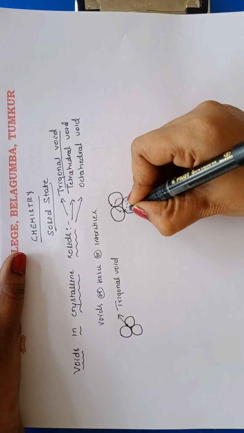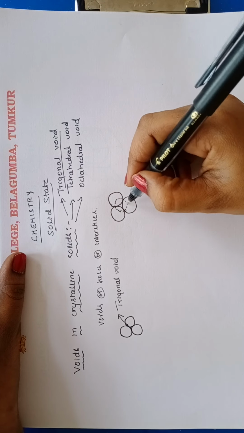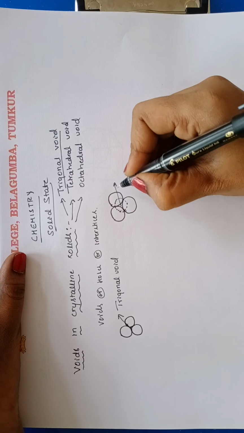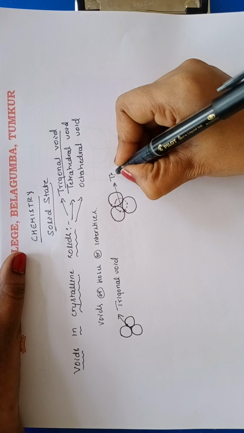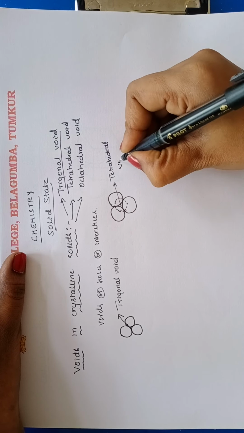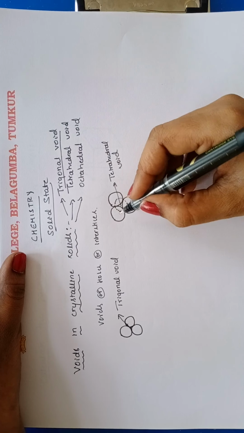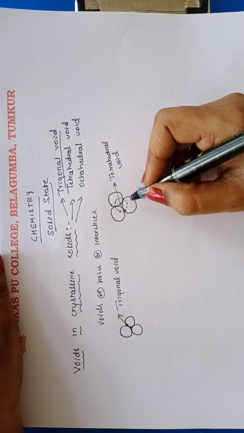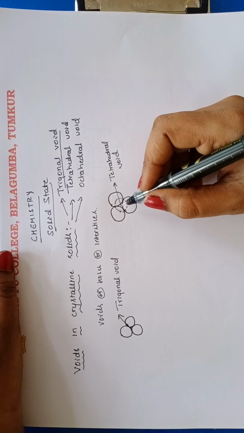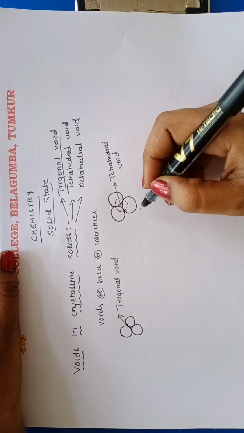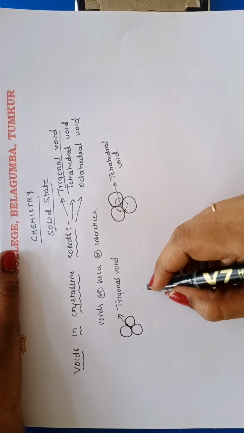Another sphere is present in the layer above that. This void we call a tetrahedral void, that is, the void between the four spheres. That's why it is called a tetrahedral void. Then the next one we will discuss is the octahedral void.